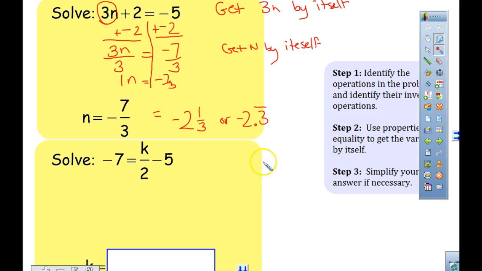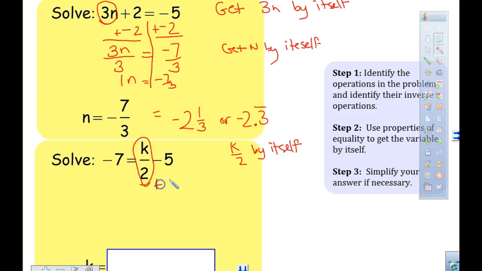As we are looking at that next one, I need to get this k divided by 2 by itself. What are you going to do to get rid of the minus 5? So I have what operation with the 5? That's telling us to do what? But this one is telling us to do subtract. So the inverse of subtracting 5 is to add 5. So we're going to put a plus 5 on both sides of the equal sign.